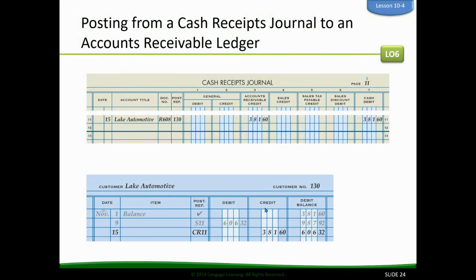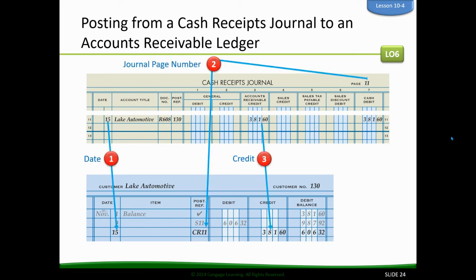So for posting, we post our individuals first, always individuals first, and then we post our totals for our columns. Individuals are posted weekly, columns are posted monthly. Our general debit and credit columns will not have any numbers in there because those are all of our individuals, so those will be posted individually. This just shows those same 5 steps of posting that have not changed. Notice it says accounts receivable credit. It's got a normal debit balance, so notice it's subtracted.